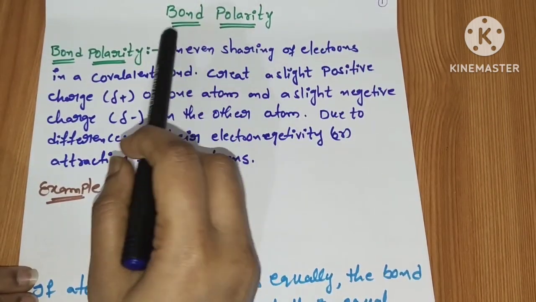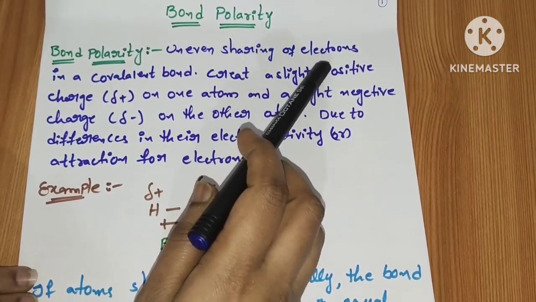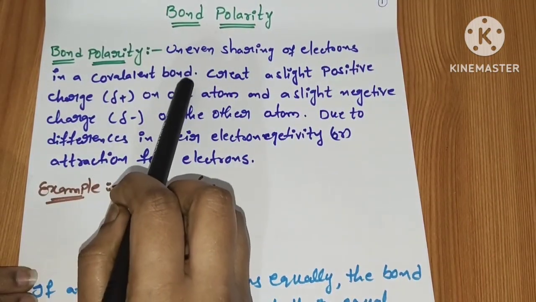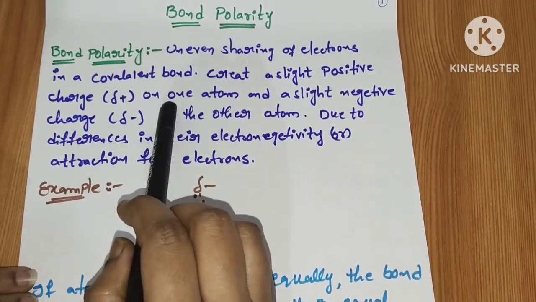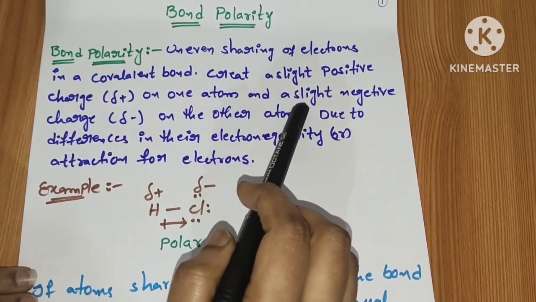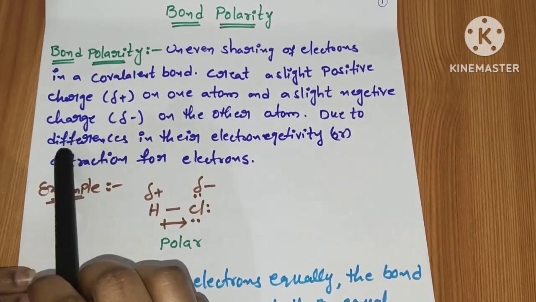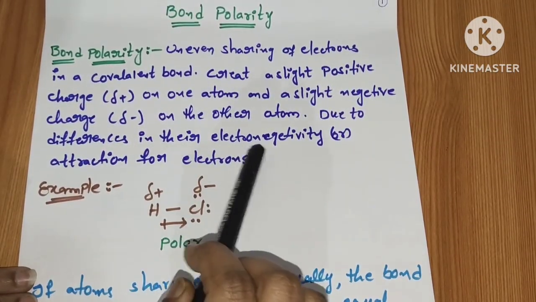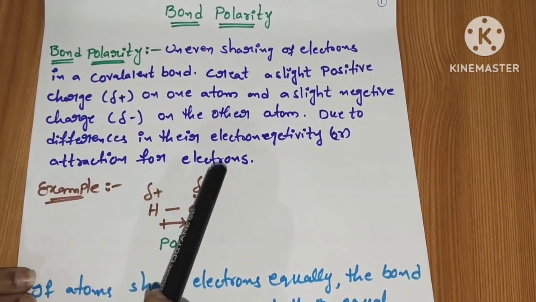Today's topic is bond polarity. Uneven sharing of electrons in a covalent bond creates a slight positive charge on one atom and a slight negative charge on the other atom due to differences in their electronegativity, or attraction for electrons.